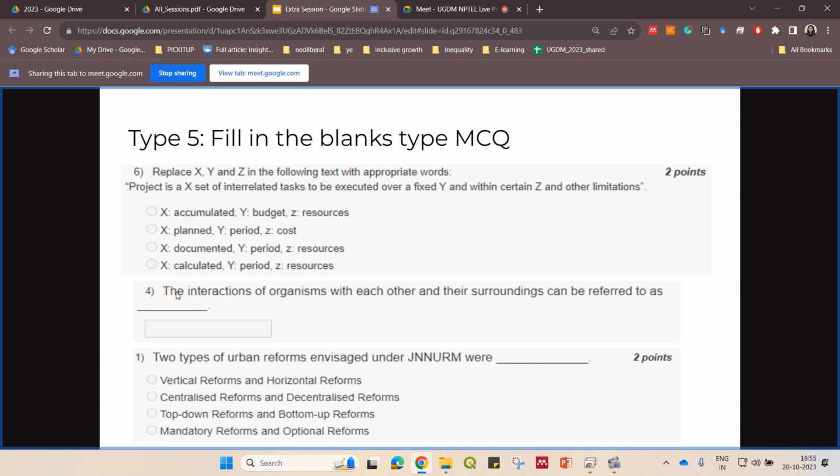But apart from this, you can even get these type of questions. So again, this is a similar type of question in which you have a fill in the blank, but you only have to select one option which will go in the blank. But you can get this type of a fill in the blank question as well. So for example, this question asks that the interaction of organisms with each other and their surroundings can be referred to as dash. So you have to fill in the blanks for this dash. So try to make sure that you spell your answer correctly.